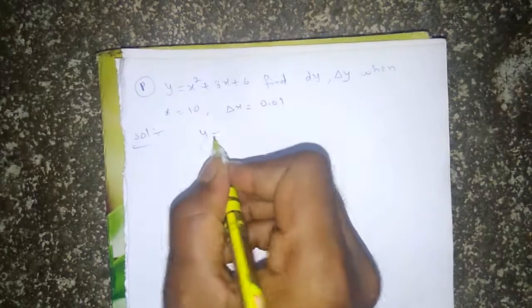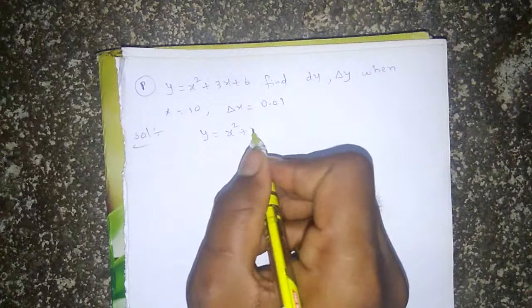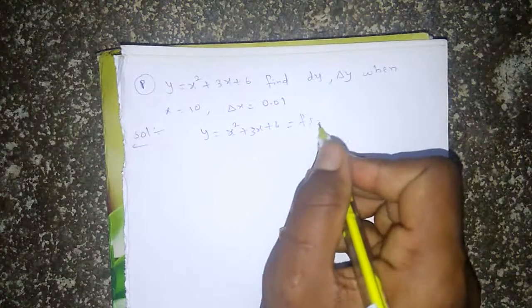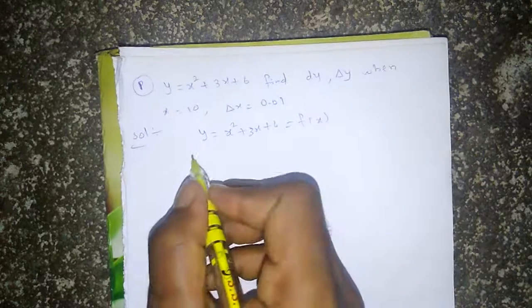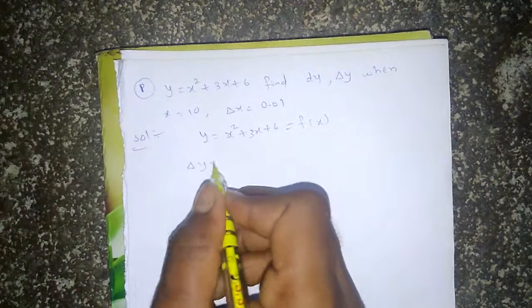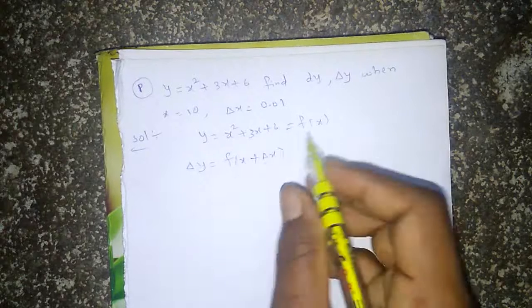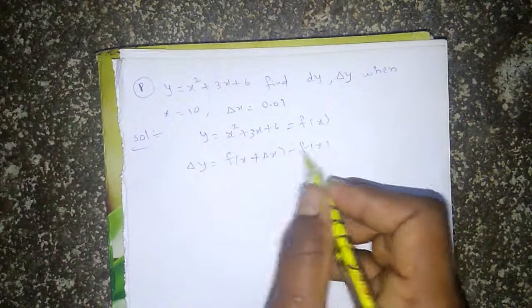Our next problem is y is equal to x square plus 3x plus 6. Find dy and delta y when x is equal to 10 and delta x is equal to 0.01. Here given y is equal to x square plus 3x plus 6. So this is a function in x. So let us say f of x. So next, delta y is equal to, the formula is f of x plus delta x minus f of x.